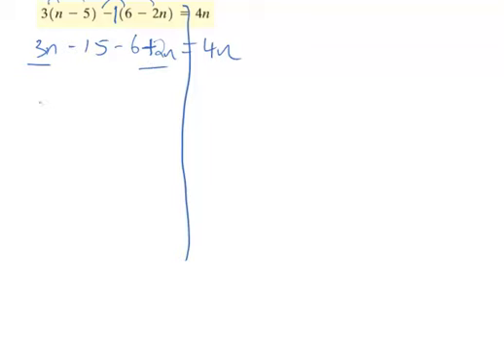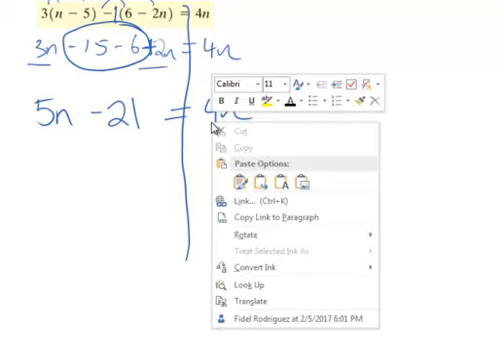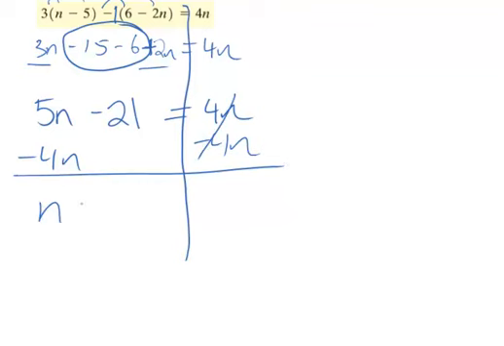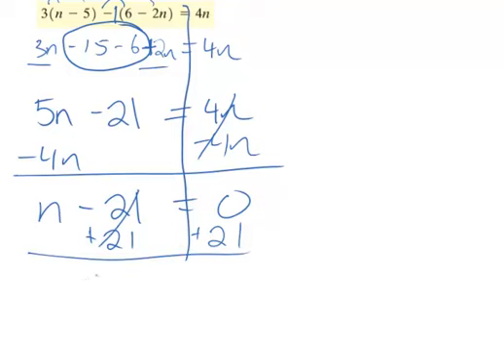So now I'm going to combine my like terms. 3n plus 2n is a 5n. A minus 15 and a minus 6. So minus 21 is equal to 4n. Again, if I move my smaller n to my bigger n, minus 4n, minus 4n, that leaves me with n minus 21 equals 0. So now when I add 21 to both sides, I now have n is equal to 21.